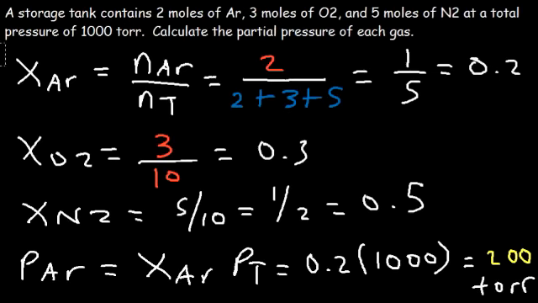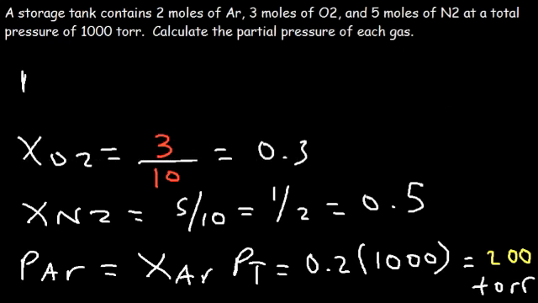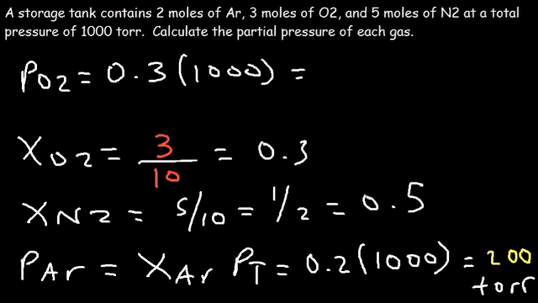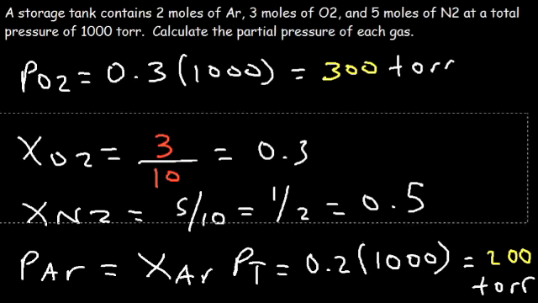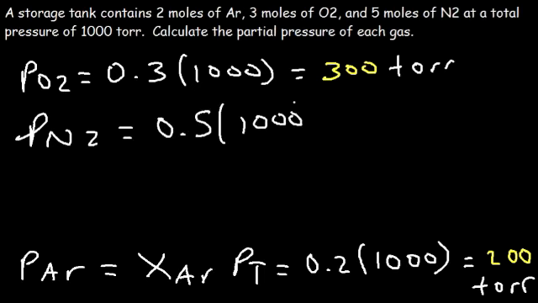Now let's calculate the partial pressure for O2. So that's going to be the mole fraction of O2, which is 0.3 times the total pressure of 1,000. So this is going to be 300 torr. Now let's do the same for N2. The partial pressure of N2 is going to be the mole fraction of N2, which is 0.5 times the total pressure. So this is going to be 500 torr.